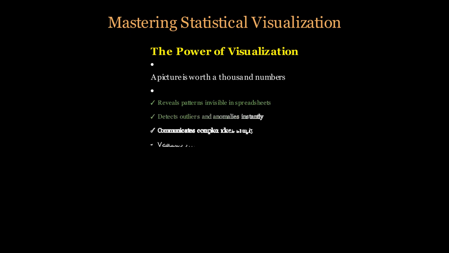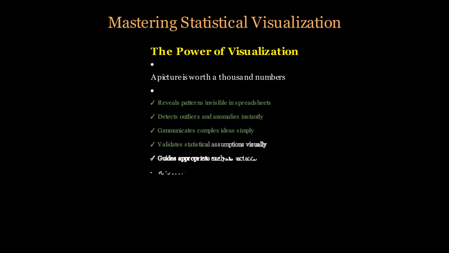Everyone understands a box plot showing improvement. Visualizations validate statistical assumptions visually. Is your data normal enough for parametric tests? They guide your choice of appropriate analysis methods. Skewed data demands different approaches than symmetric data. Finally, visualizations persuade stakeholders with compelling visual evidence more effectively than tables of numbers ever could.